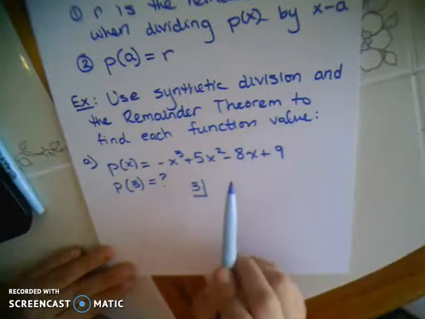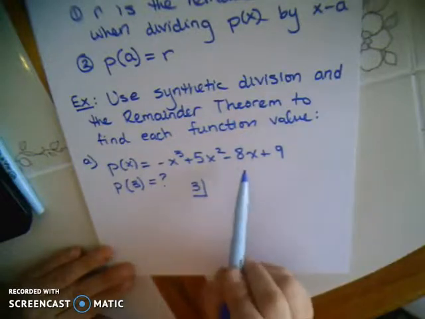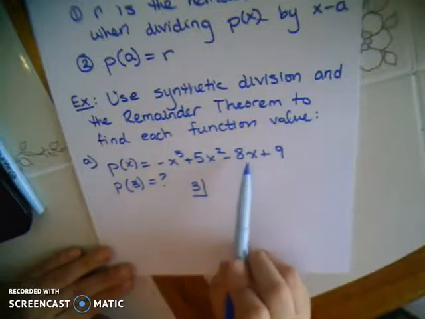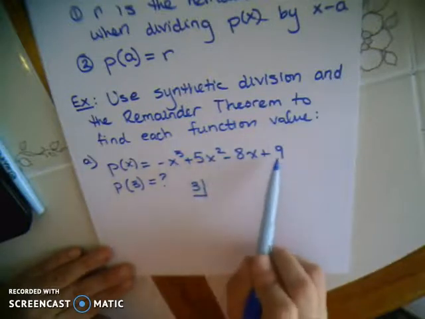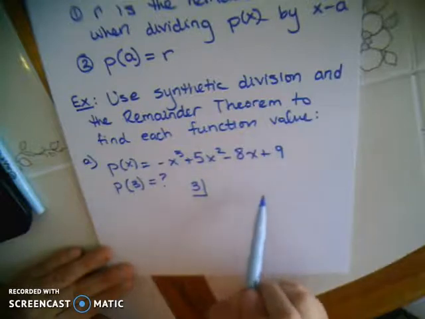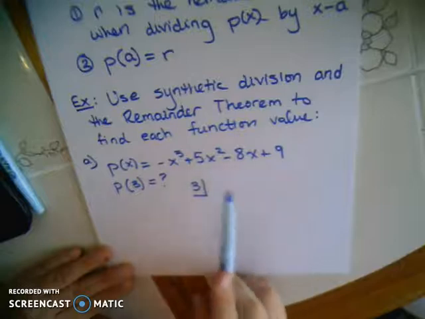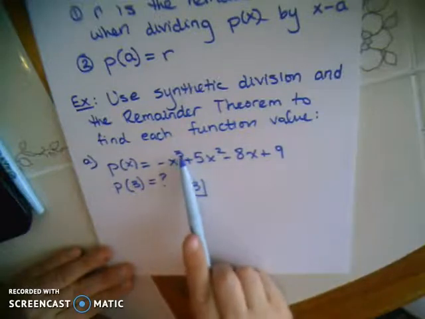And one thing I did not tell you in the last video, because it didn't come up, and it's not coming up here either, is that we need to make sure that if there are any missing terms in this polynomial, we put in a 0 for the coefficient. And what I mean by missing term is, here our leading term is negative x cubed.